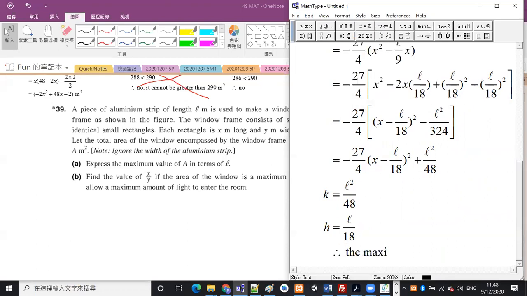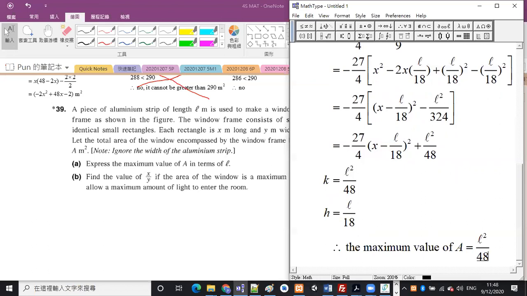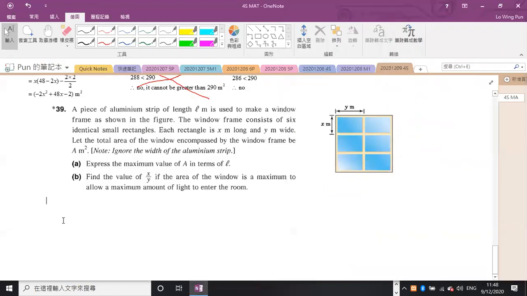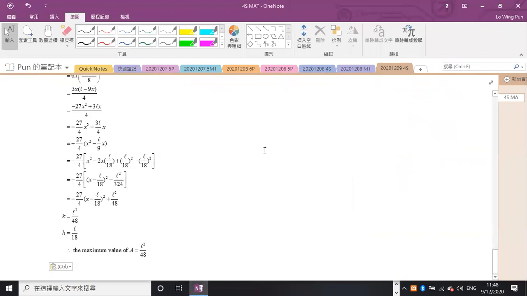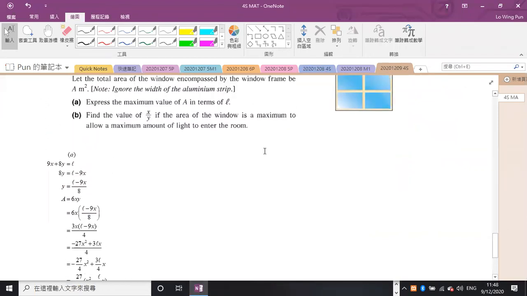The maximum value of A is equal to the K value. That should be L squared over 48. Okay, so that is the answer of part A.